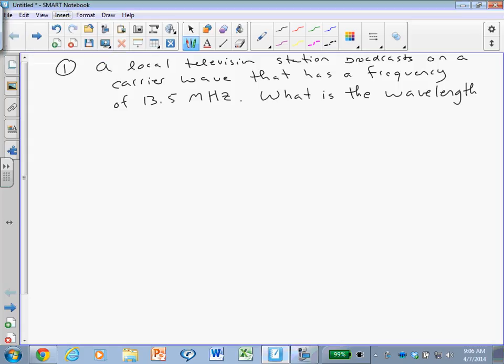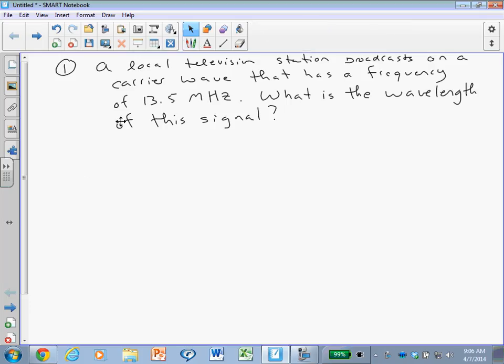What is the wavelength of this signal? Anybody want to tell me the first step? Megahertz to hertz, okay. So we have our frequency, but we'll put that in a different color. Frequency is 13.5 megahertz.